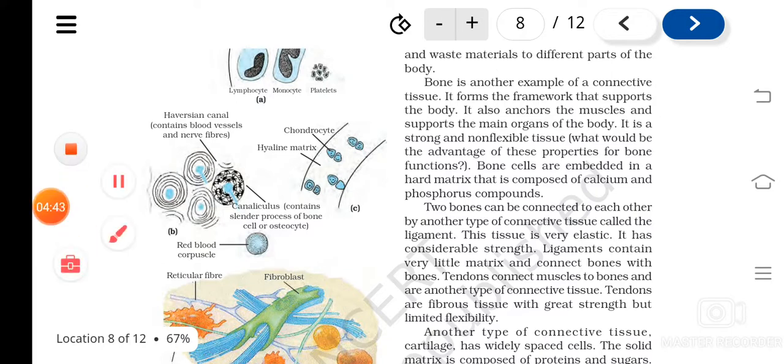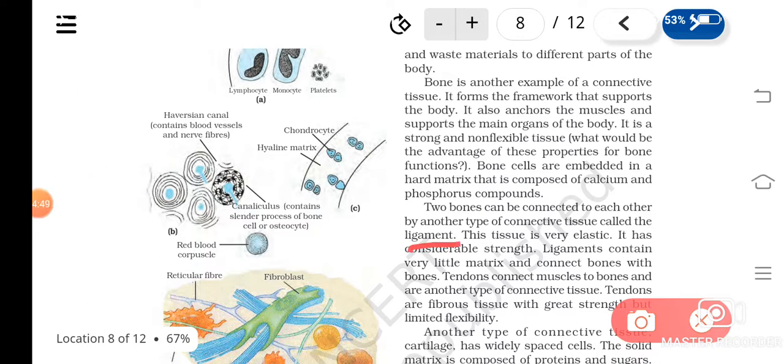Two bones are connected by another kind of connective tissue known as ligament. So two bones are connected to each other by connective tissue called ligament. What is the speciality of ligaments? They are very elastic and have considerable strength. Ligaments contain very little matrix and connect bone with bone.